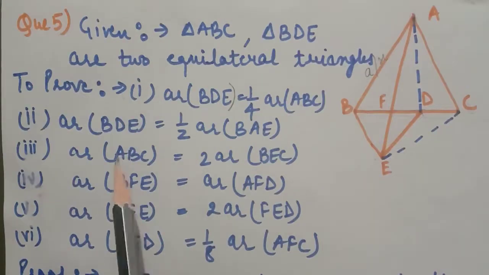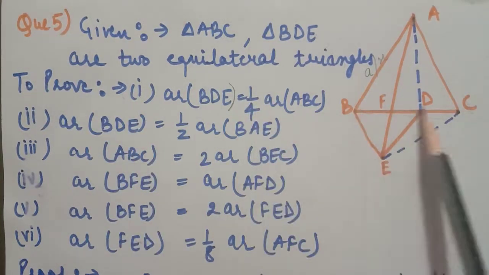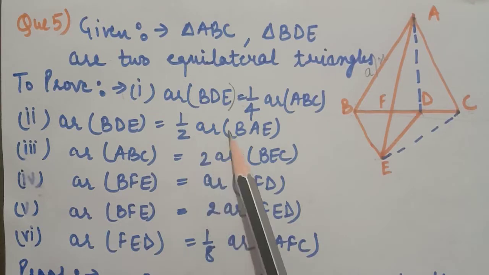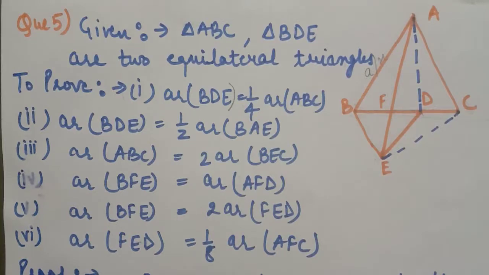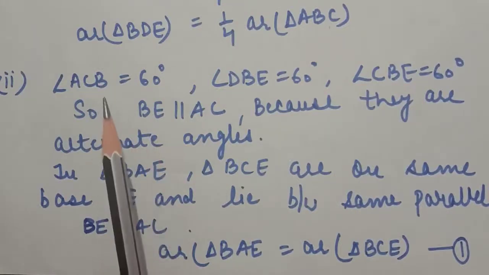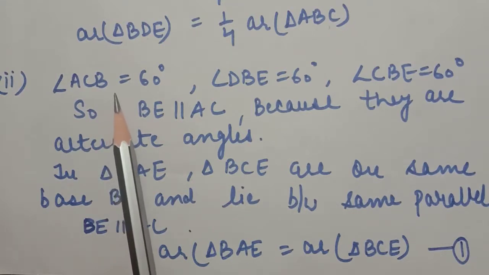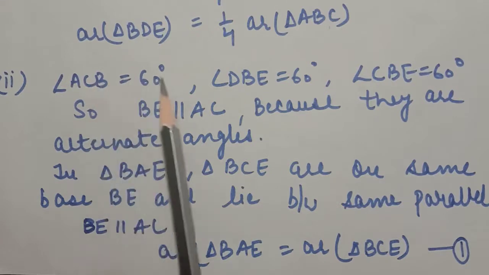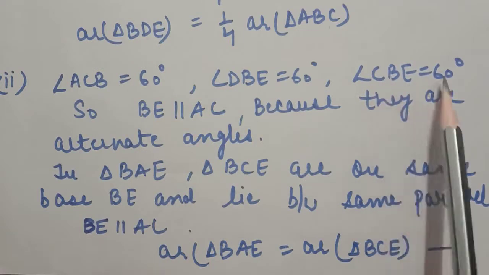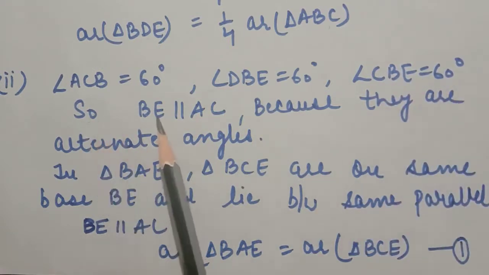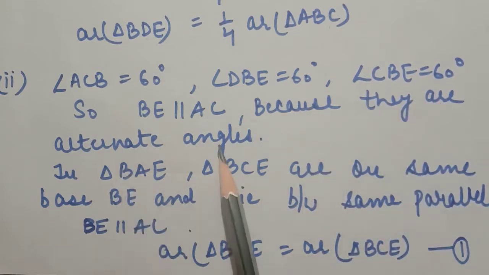So students, in the second part we have to prove that the area of triangle BDE is equal to half of the area of BAE. We have to prove this. We know it very well that these two triangles are equilateral triangles. In equilateral triangles, all angles are 60 degrees. So definitely angle ACB is equal to 60 degrees, angle DBE is also 60 degrees, and angle CBE is also 60 degrees. So BE is parallel to AC, because they are alternate interior angles.